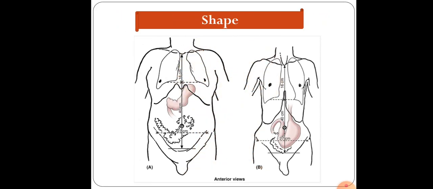The stomach's shape differs according to the body status. In obese people, where the thoracic cavity is narrow, the stomach is located in the upper part of the abdomen, while in very thin people, the abdominal cavity is narrow and the stomach may reach the pelvis.